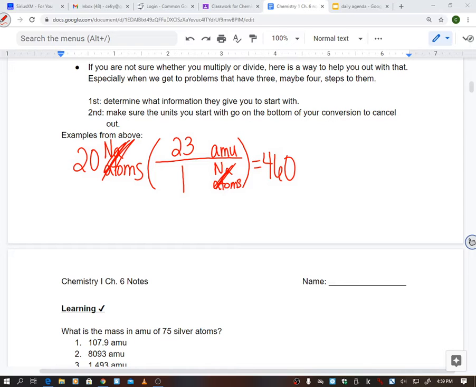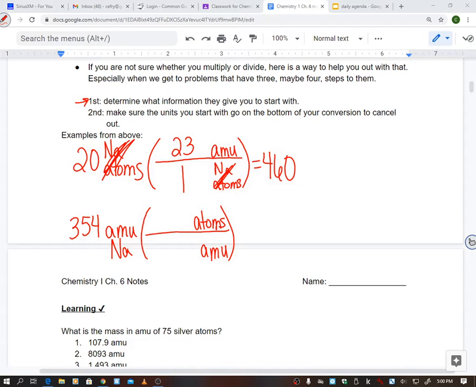So let's do a division one then. So let's look at number 3. Number 3, my first step here tells me to write down what they give me, which is 354 AMU. Then I'm going to do my parentheses. I'm going to put my AMUs on bottom so they can cancel out through division, which means my atoms have to go on top. Now this is AMUs for number 3. That was for sodium.